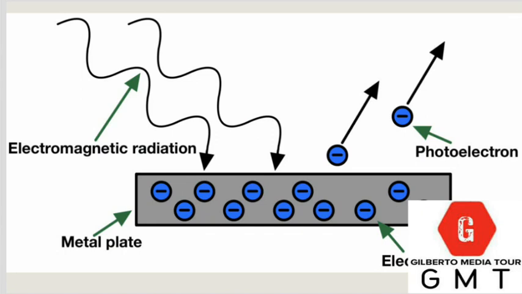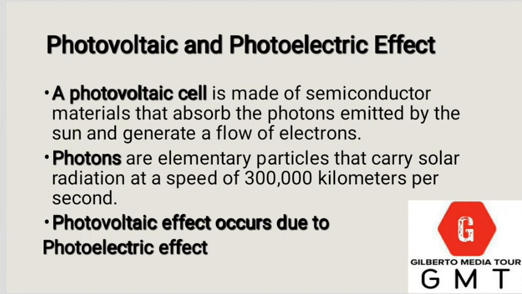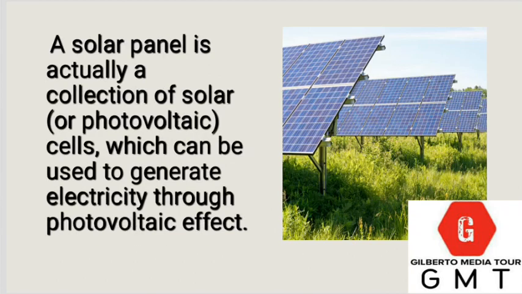Then as the photon disappears, there is a flow of electrons. This is how a solar panel works. The mechanism is very easy to understand. Actually, solar panels, or photovoltaic cells, can be used to generate electricity through the photovoltaic effect.